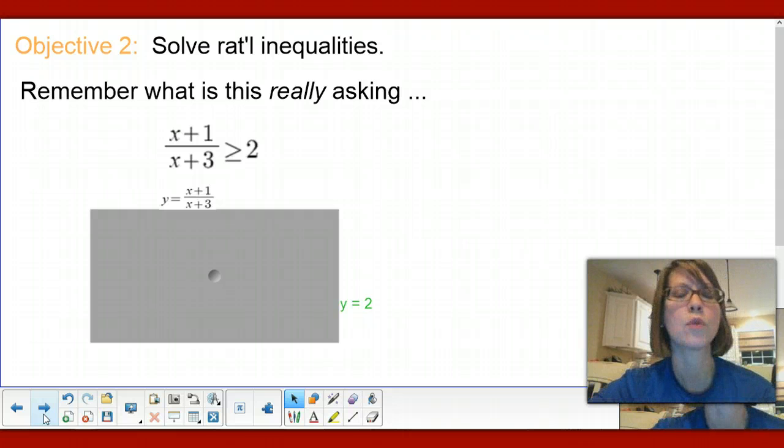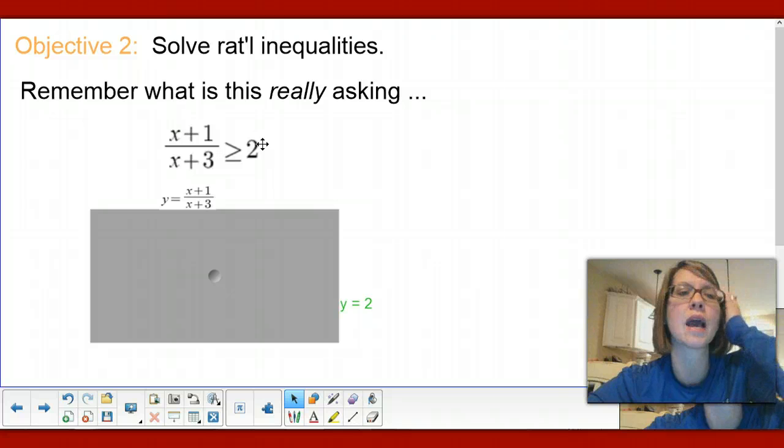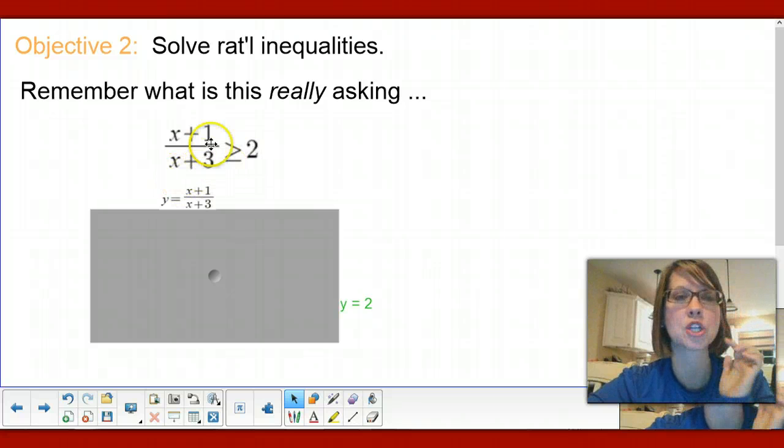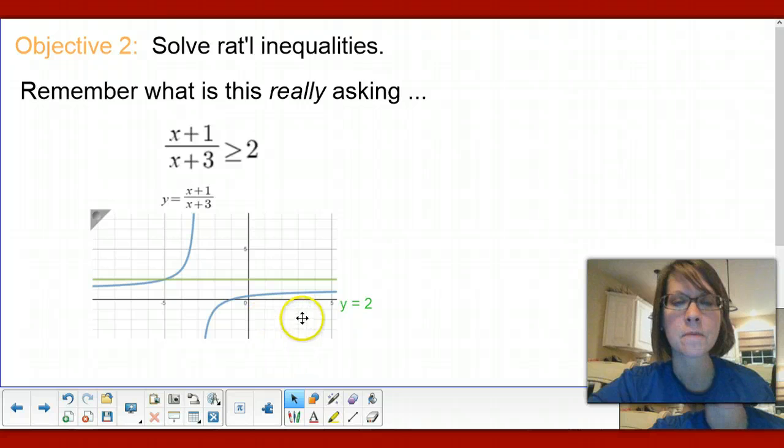Okay, so with this rational inequality, I want you to remember this is with objective 2 in your textbook. What is this really asking? Well, it's really asking, where is this rational function greater than or equal to 2? So again, I've graphed that so we can see this. Here is the line y equals 2. That's that line right there.